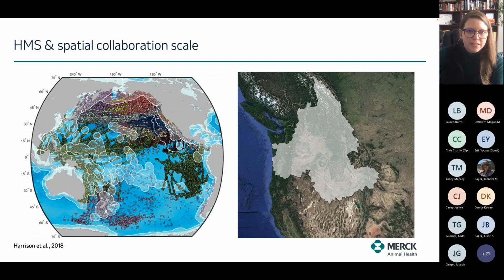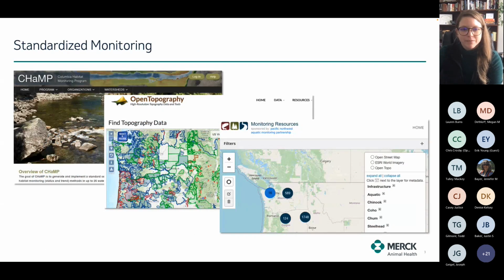And there have been some really fantastic examples of that, and I'm really excited to hear Chris's talk after this, talking about OpenTopo. I think that was one of the big platforms that we looked at when we started investigating this database.